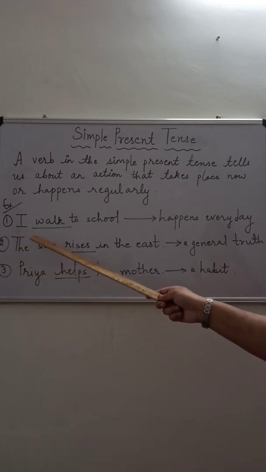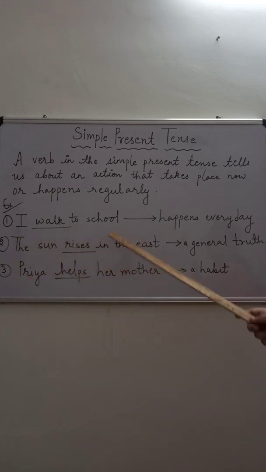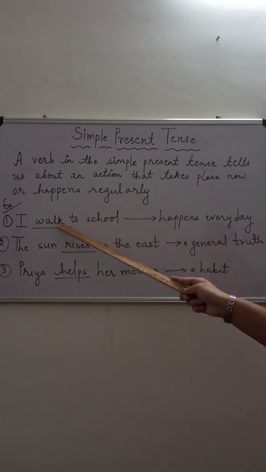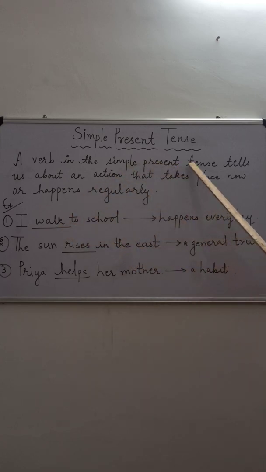Example number 1. I walk to school. Now this sentence is stating something that happens every day. So walk here will be in the simple present tense.